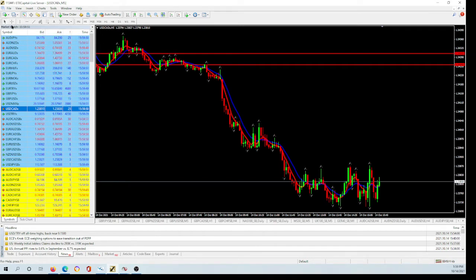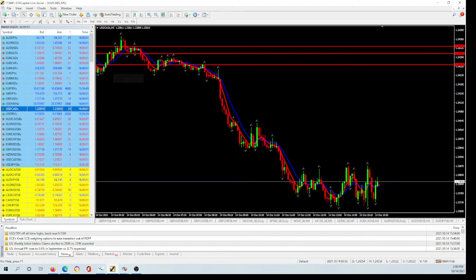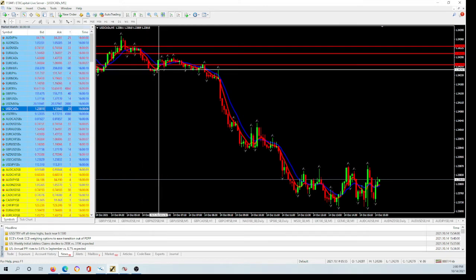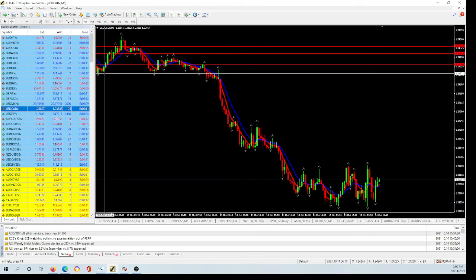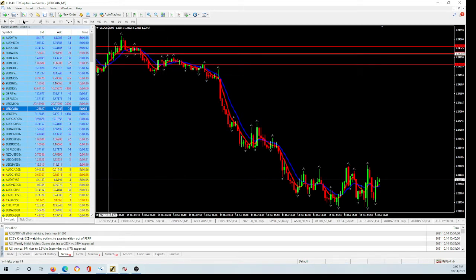Then your stop loss will be the immediate high, and then your take profit will be the previous low, because you are selling. So here your entry is here, your stop loss is here, and your take profit is here. Okay, the previous low, which is here, which hits.